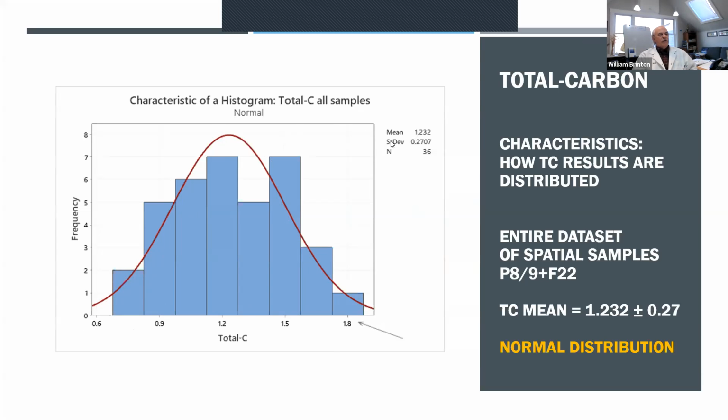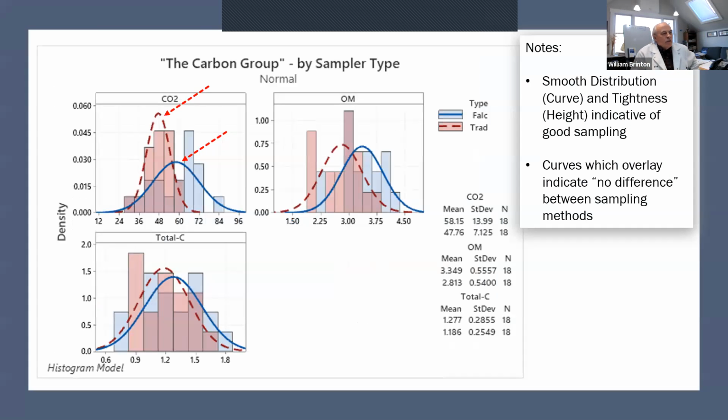So the average carbon for both these large fields, close to maybe 100 acres, was 1.232%. And the deviation of it was 0.27, so that's over 20% deviation, even with that large amount of sampling. But from a distribution point of view, it was a really great data set. So how did we do with the carbon group?